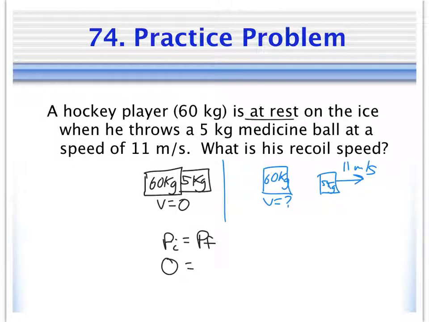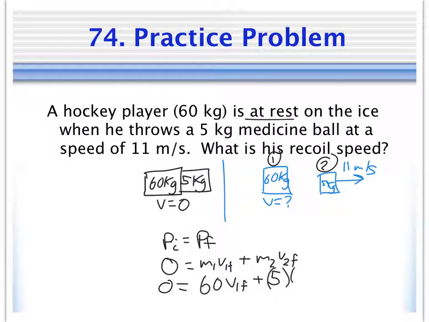Afterwards, all right, what has momentum? Well, I'm going to call the hockey player object 1. Object 1 is going to have momentum, as is the ball, which I'll call object 2. Okay, so we can go ahead and plug in what we know about each one. Object 1 is a mass of 60. We're looking for that final velocity after the collision. Object 2 has a mass of 5, and we know it's traveling at a speed of 11 meters per second after the collision.